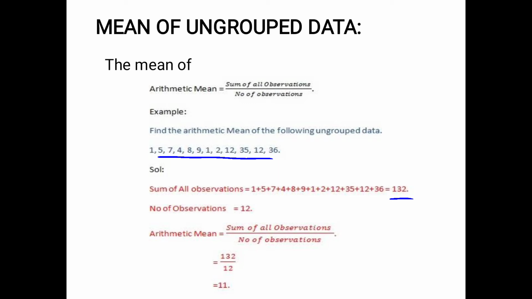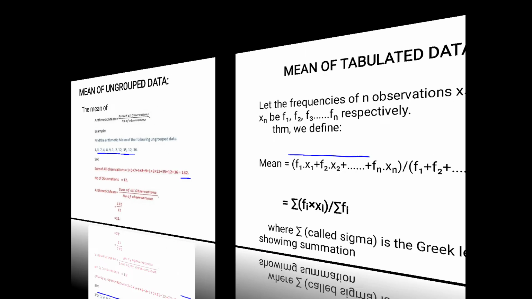So the formula is sum of all observations divided by number of observations. The sum of all observations is 132, divided by 12. If you are cancelling in the table, we'll get the answer 11. So 11 is the answer.